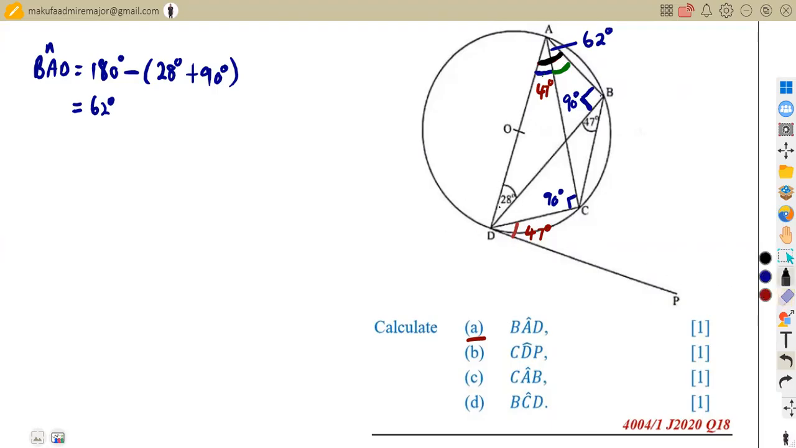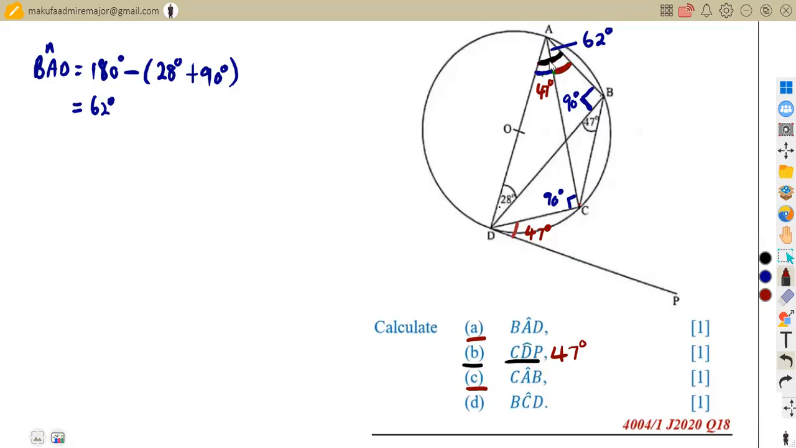All right, anyways, let us see the other part, CDP. All right, so that is CDP. We already found this one. We said this CDP is going to be 47 from the tangent-chord concept. The angle between a tangent and a chord is equal to the angle in the alternate segment. CAB, that's C to A to B. All right, C to A to B, that is this remaining angle here that we have.